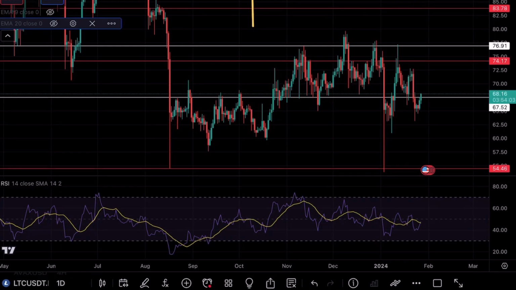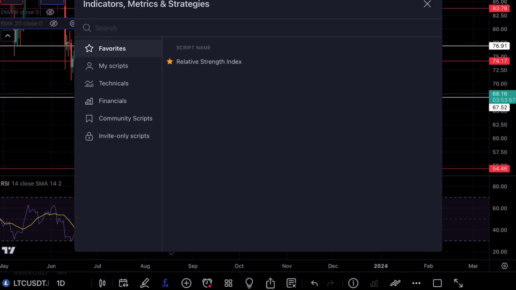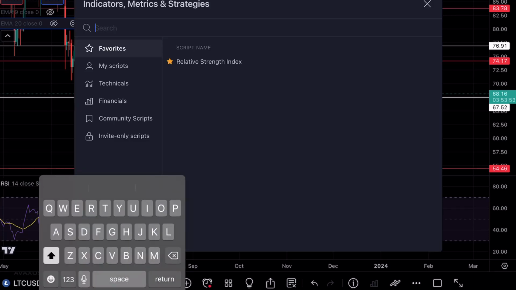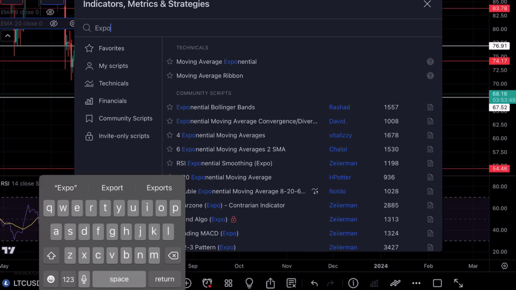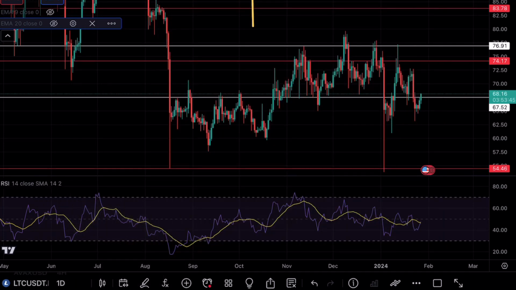Now, the second indicator we're going to be talking about are the exponential moving averages. So what you do, of course, is go on your FX little symbol down here and type in exponential moving average. You can see when I type it in, it says moving average exponential. That is the one you are going to use. Once you put it on your chart, you will see a line like this. Now, this is very crucial.